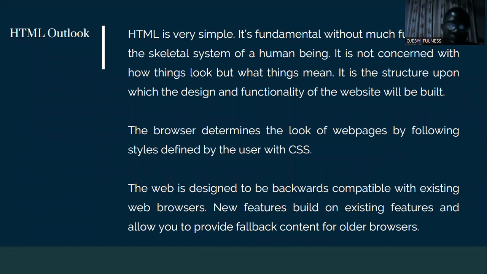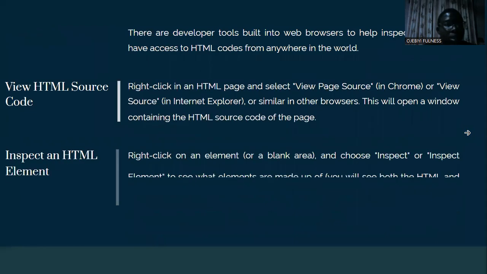Then, the web is designed to be backwards compatible with existing web browsers. That is, new later versions of the language can work on older versions of web browsers. New features build on existing features and allow you to provide fallback content for other browsers. That's just what backwards compatibility means. So you can use new versions of the language in old versions of browsers.